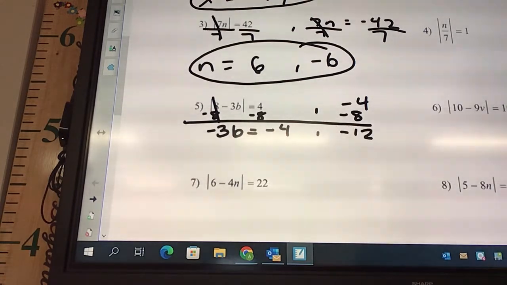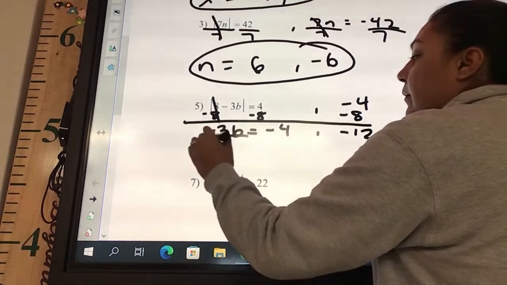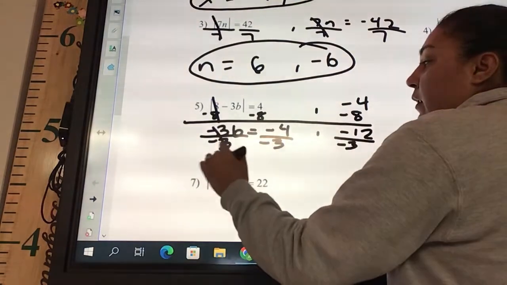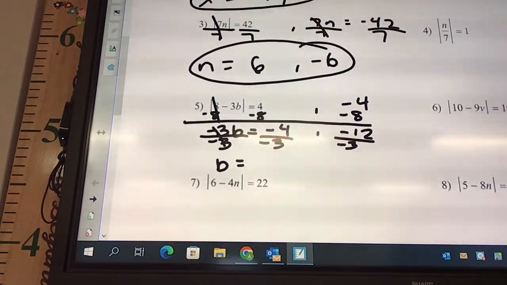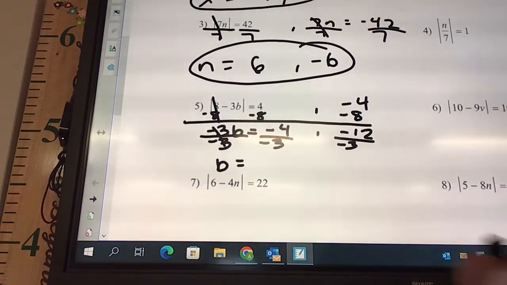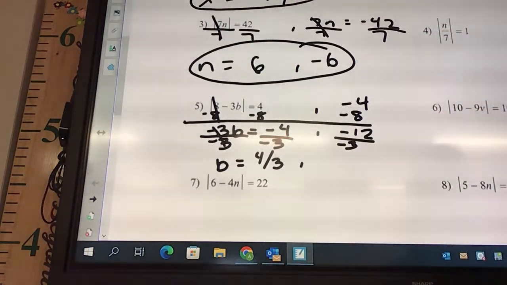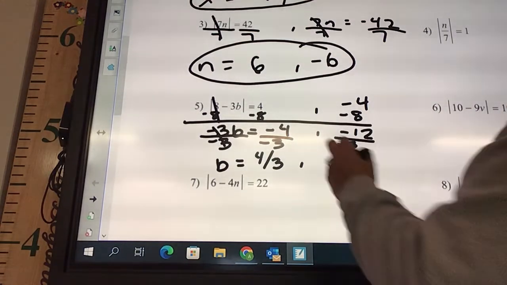Okay, and then what? Divide by negative 3. Okay, what is negative 4 divided by negative 3? 4 over 3. Negative 12 divided by negative 3 is 4.